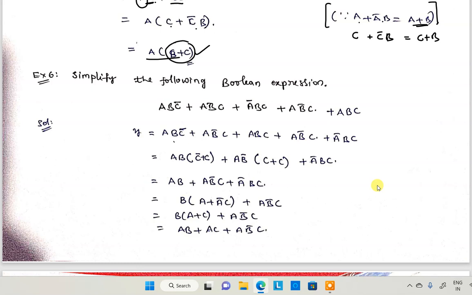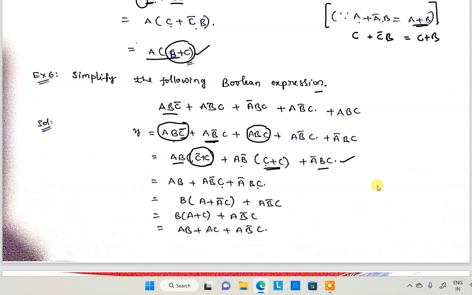In question number 6, simplify the following Boolean expression. So this is a Boolean expression: A B C bar, A B bar C, A bar B C plus A B bar C, A B C. So in this particular case, I can take the common of A B is a common, C and C bar. So C and C bar, these two I am going to consider, right? Next, A B bar, I can take the common, C plus C, right? Next, A bar B C is as it is. C plus C bar is 1. C plus C is only C, A B C.